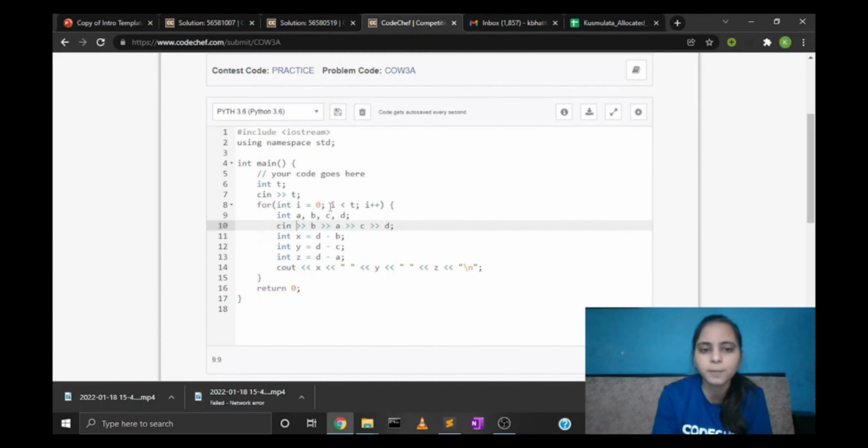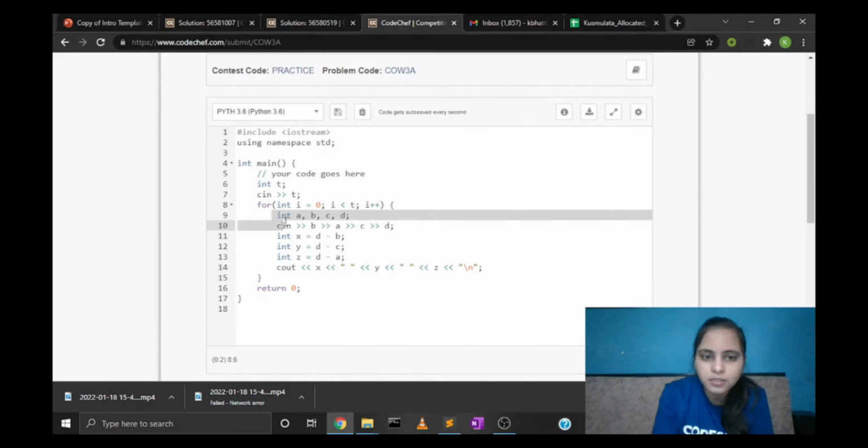Now let's have a look at some error code. What we can do is we can simply match up the order of the input. It is mentioned in the input clearly that we have to first take the value of A, then B, then C, then D. But here what we are doing, we are first taking the value of B and then A, then C and D, which is definitely going to give us the wrong value when we solve for the value of X, Y and Z.